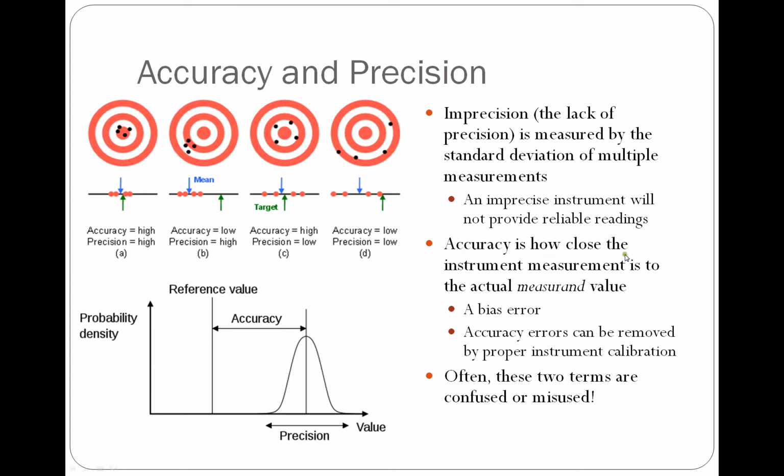Accuracy tells us how close the instrument measurement is to the actual value that's being measured. So this is also called a bias error. And the important thing about this is that accuracy errors can be removed by proper calibration of an instrument. Imprecision, we'll talk about this a little bit more, imprecision cannot be removed, but inaccuracies can be removed by proper calibration. Now, just want you to note that these two terms are often confused and misused, so we're going to spend just a little bit more time. And there are two examples, or two sort of visual ways to describe this. One is using the bullseye.